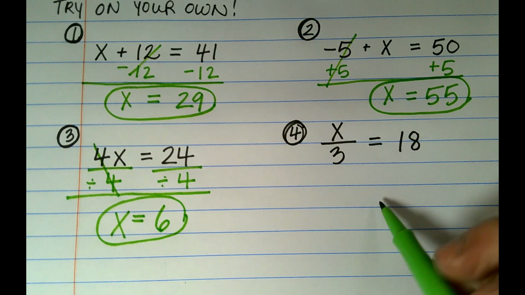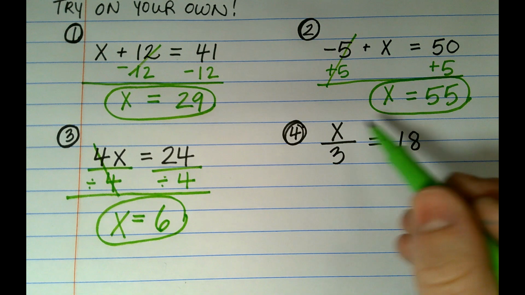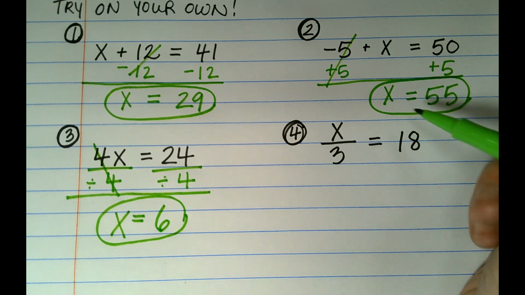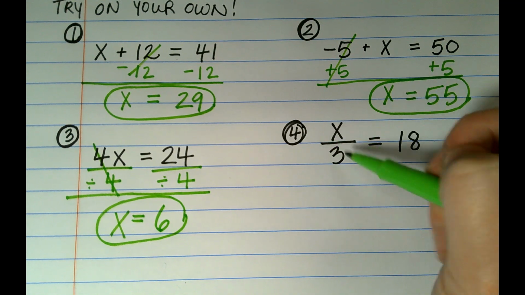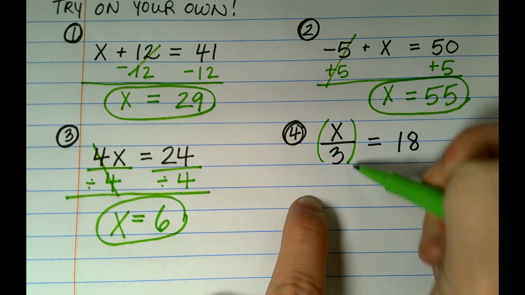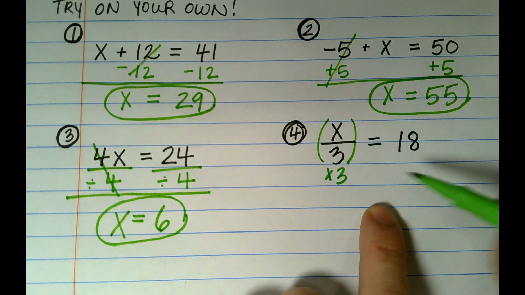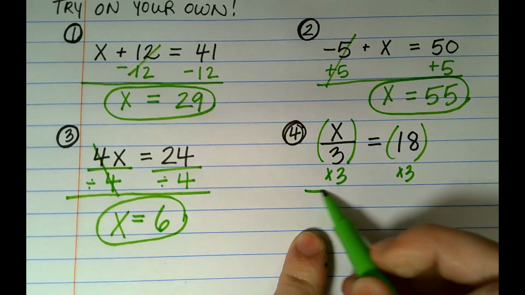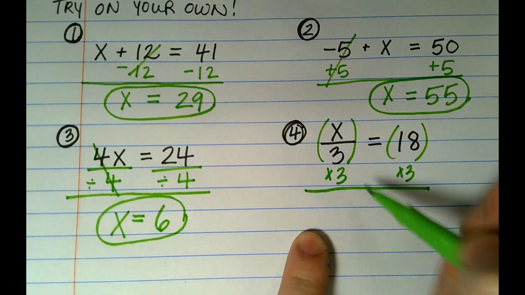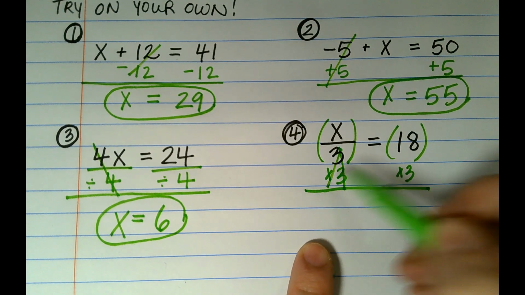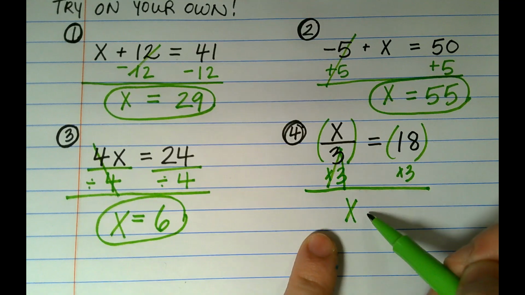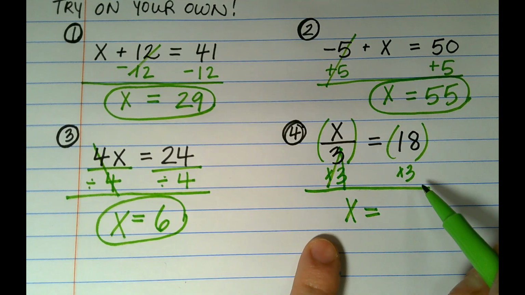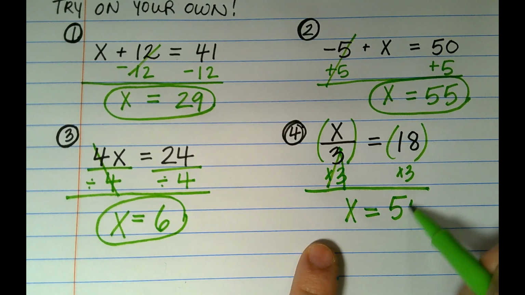And last one, number 4. X over 3, what does that mean? Divide. So, yes, we're going to multiply. And I'm just going to stick that in parentheses for fun, I guess. Times 3, times 3. And what happens to my 3s? They cancel. X comes down. Equals 18 times 3 is 54.